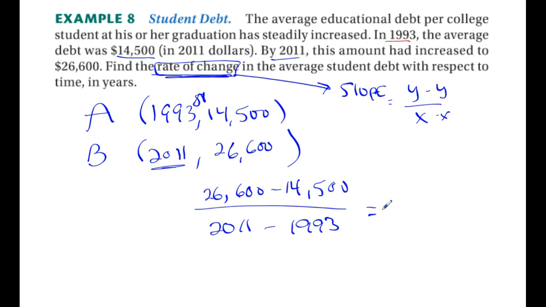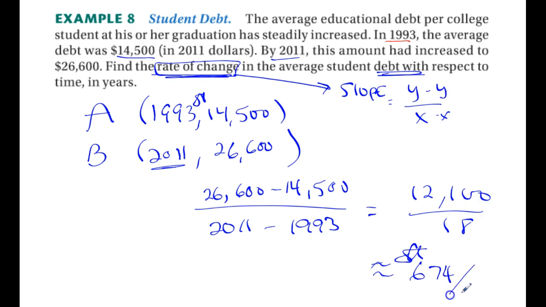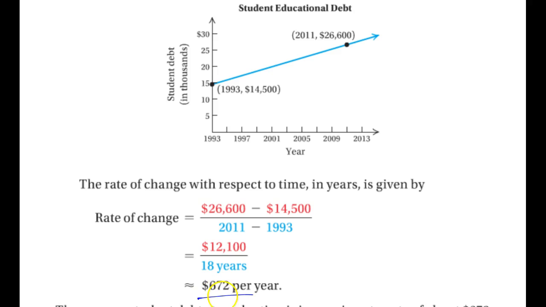That gives me 12,100 divided by 18. I'd take out a calculator and maybe, since it's a word problem, they want to know the debt, so I wouldn't leave it like this. It's about $674 per every 1 year. So I'm trying to reduce this so it makes a little bit more sense. So don't leave it in terms of 18 years. Let's reduce this to per year.